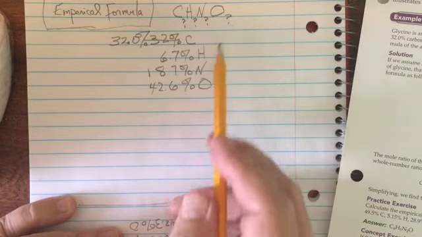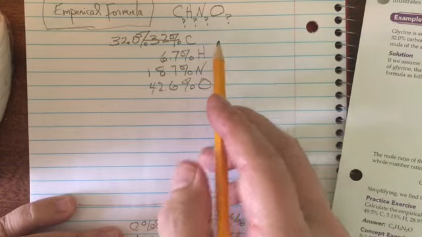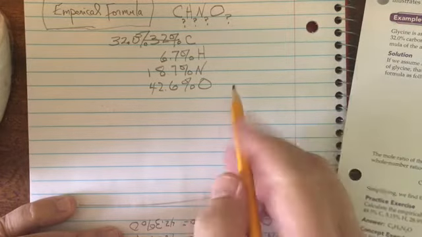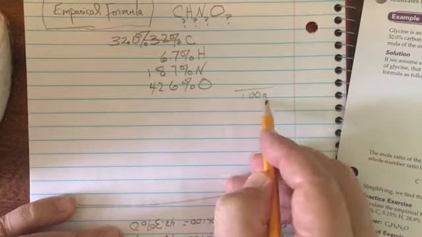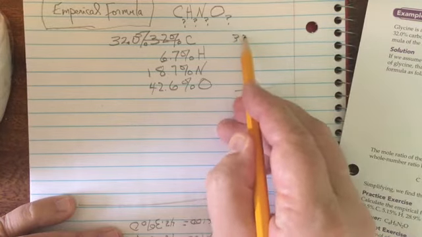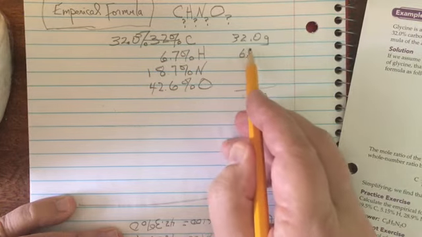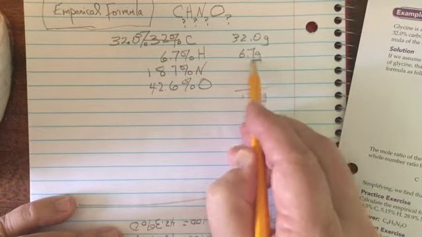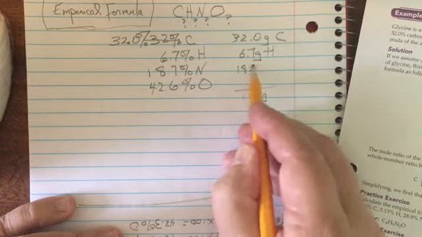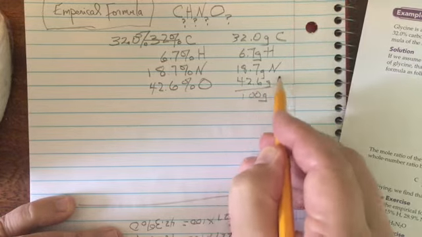What is my mole ratio? Now, if we're given this percent composition, let's assume, to make the math easy, that we have a 100-gram sample of glycine. If the total amount is 100 grams, that means we have what? 32.0 grams of carbon. If it's 32%, we have 6.7 grams of hydrogen, we have 18.7 grams of nitrogen and 42.6 grams of oxygen.